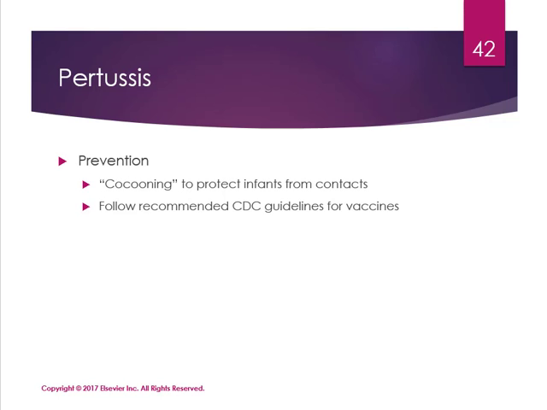Prevention is important. There are some thoughts on cocooning to protect the infant from contact, and that means limiting only certain individuals to be around infants to help prevent contact with pertussis. And then requiring adults that are around the child to have received the vaccination, including caregivers, grandparents, mothers, and fathers who may not have been immunized. And then it's important to follow the CDC guidelines for vaccines.